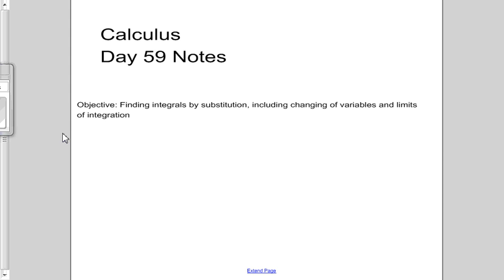AP Calculus, Unit 7, Day 59 notes. Our objective: finding integrals by substitution, including changing of variables and limits of integration.